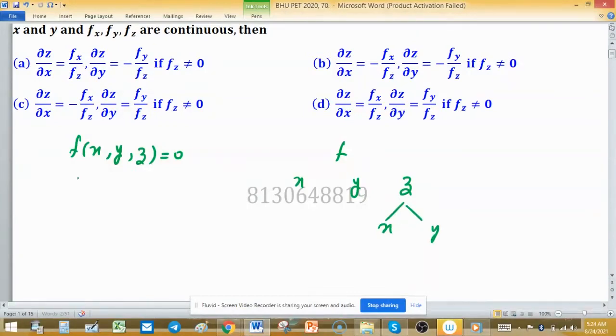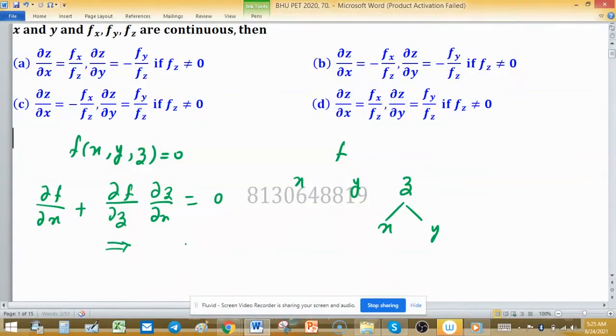So we need to find the partial derivative. So the partial derivative of f with respect to x plus the partial derivative of f with respect to z, and z is a function of x. So I took the partial derivative of f on the left hand side, so on the right hand side also, it will be 0.